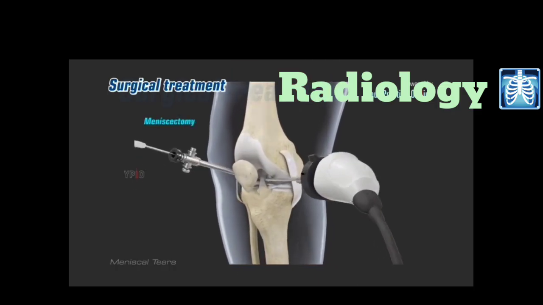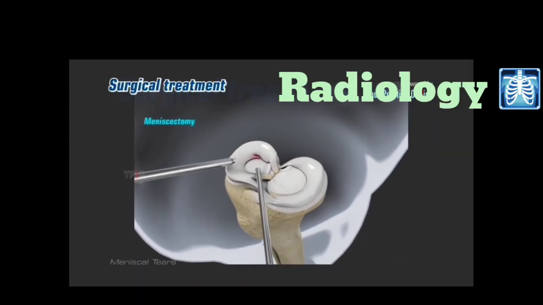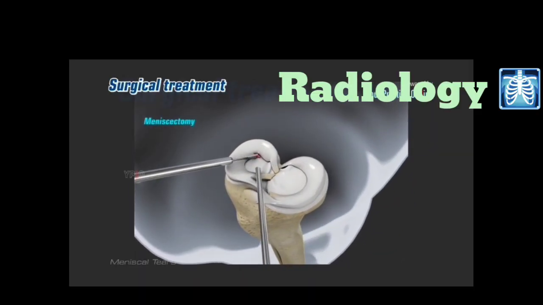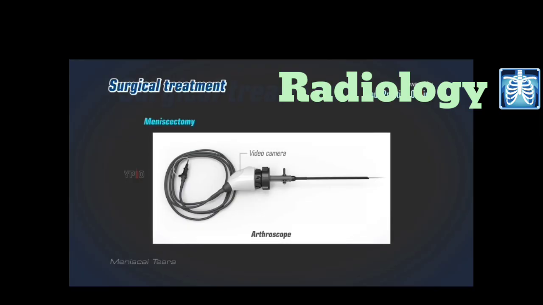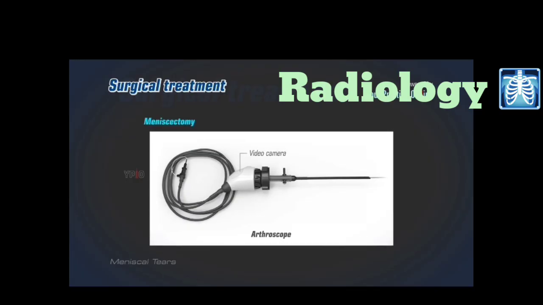Meniscectomy. In this minimally invasive procedure, the torn portion of the menisci is removed arthroscopically through tiny incisions with the aid of an arthroscope, a thin flexible scope with a video camera on the end to view internal structures.